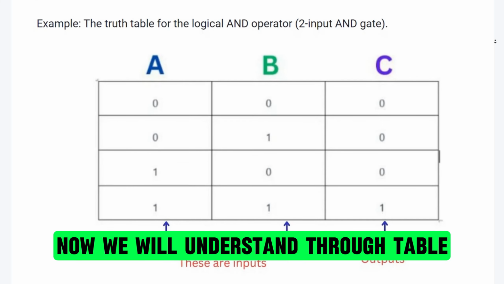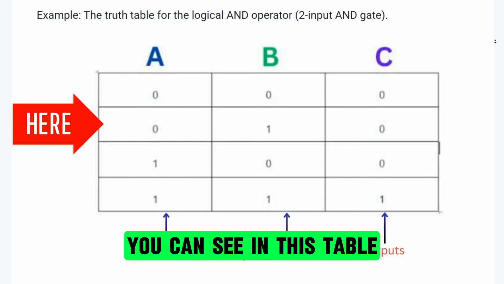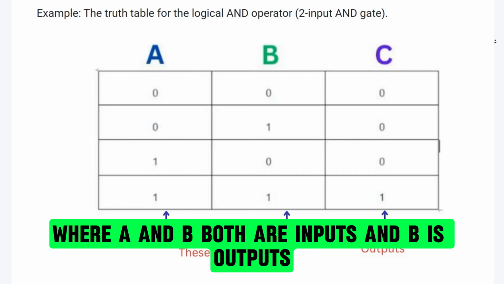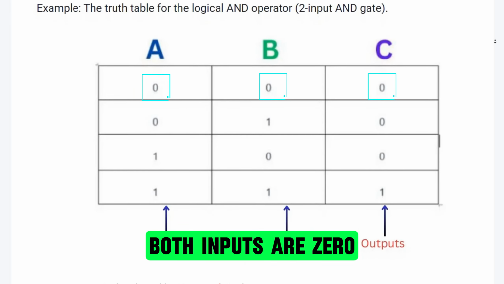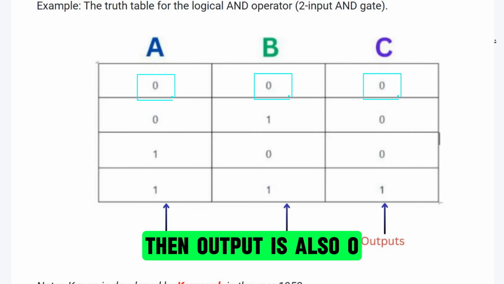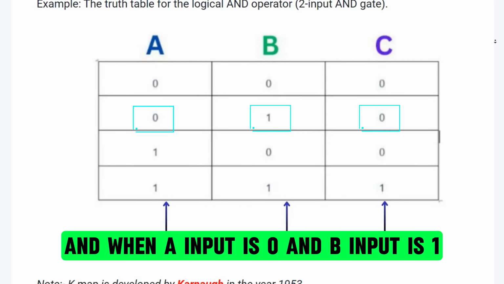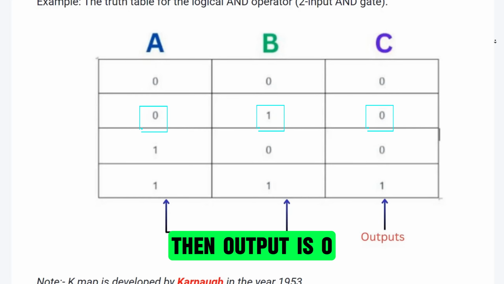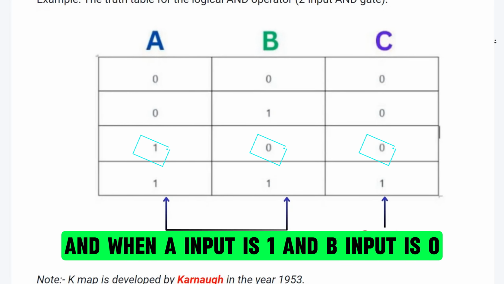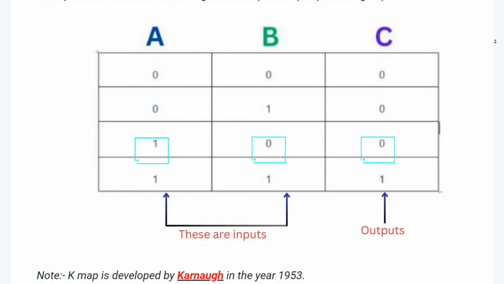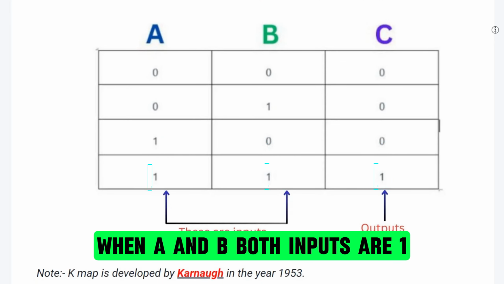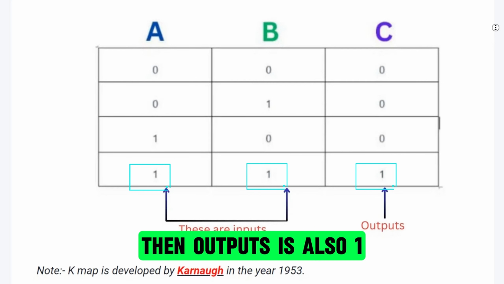Now we will understand through the table. You can see in this table, where A and B both are inputs and Y is the output. When A and B both inputs are 0, then the output is also 0, and when A input is 0 and B input is 1, then the output is 0, and when A input is 1 and B input is 0, then the output is 0. When A and B both inputs are 1, then the output is also 1.